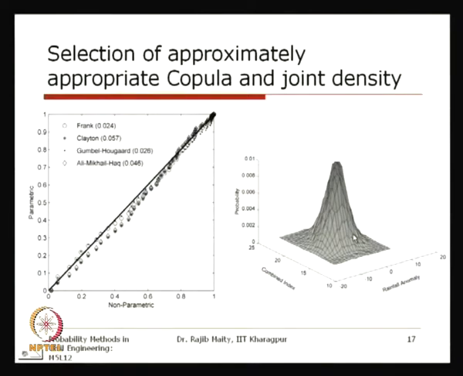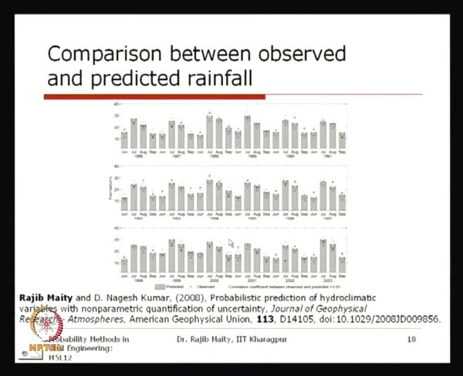After this, finally, what we have seen is the prediction step, the last step that we are talking about, which may not be in the main focus of this theory of copula that we are discussing in this class. But for further reference on the problem we have discussed, you can refer to this publication: Probabilistic prediction of hydroclimatic variable with non-parametric quantification of uncertainty, in Journal of Geophysical Research Atmospheres by American Geophysical Union. This reference you can refer to.